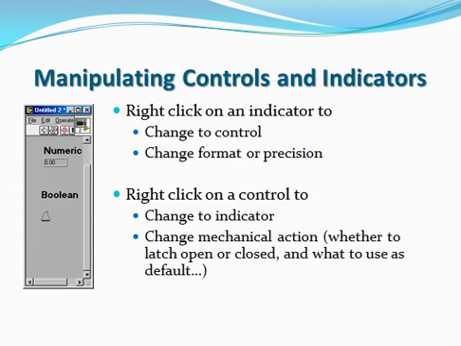Manipulating control and indicator. Right click on the indicator to change the format and precision, and right click on the control to change to indicator, change mechanical action, whether to latch open or close, and what to use as a default.